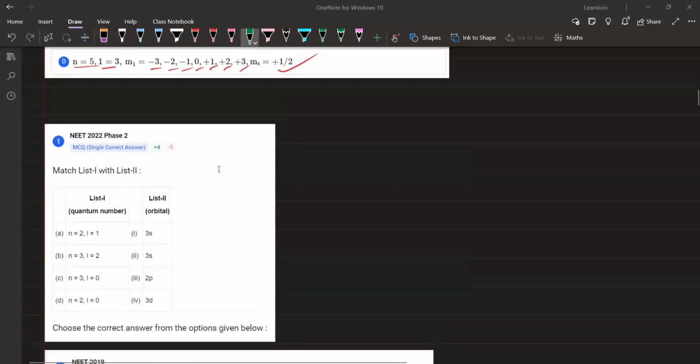Okay, try this. Oh, you need the options. Now, just give me a second, guys. I have not pasted the options. Just give me a second.